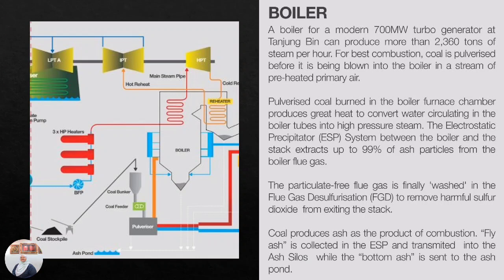The electrostatic precipitator system between the boiler and the stack extracts up to 99% of ash particles from the boiler flue gas. The particulate-free flue gas is finally washed in the flue gas desulfurization to remove harmful sulfur dioxide from exiting the stack. Coal produces ash as the product of combustion. Fly ash is collected in the ESP and transmitted into the ash silos, while the bottom ash is sent to the ash pond.